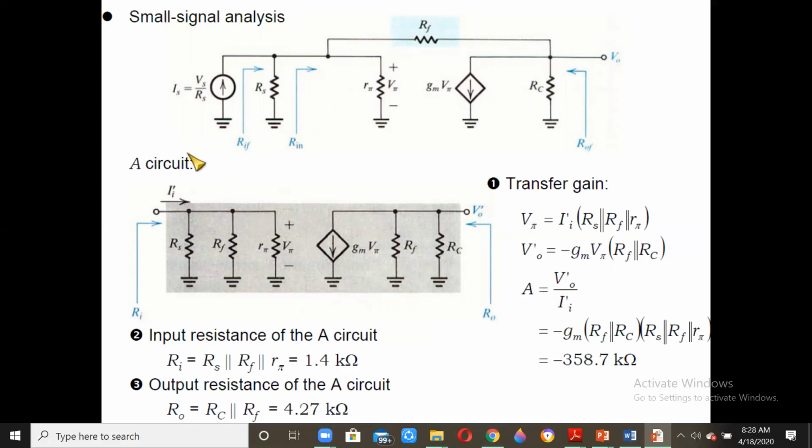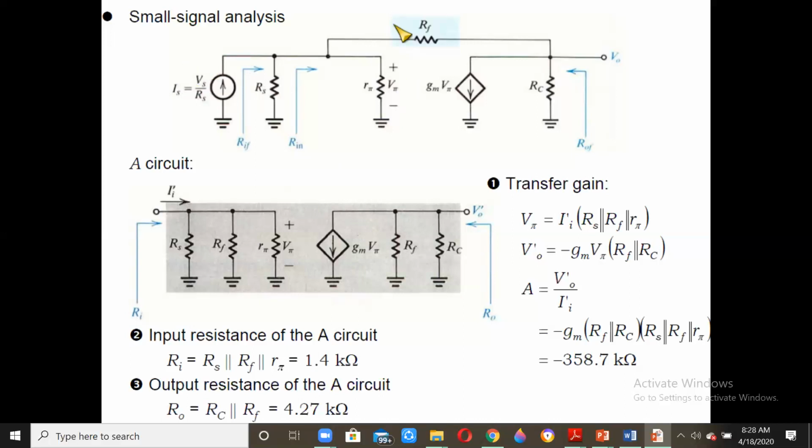Now we need to do the analysis for this. When we want to find the input resistance, we need to ground the output, so RF will come in parallel with this. And when we want to find the output resistance, we just open the current source.